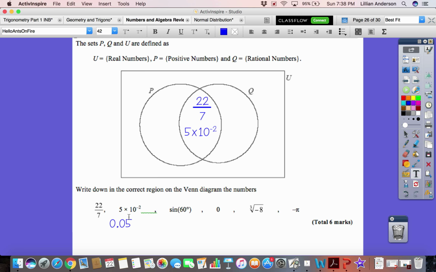All right, the next one, the sine of 60 degrees. The sine of 60 degrees, it was a decimal. Okay, hold on, let me get my calculator real quick.